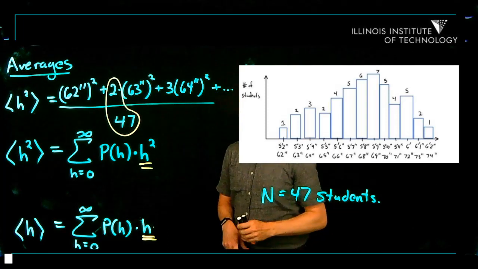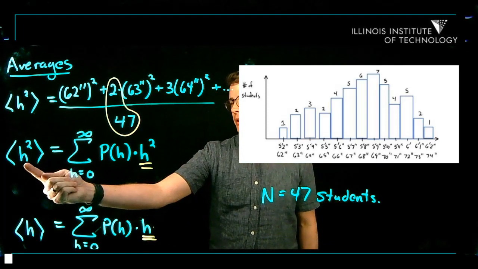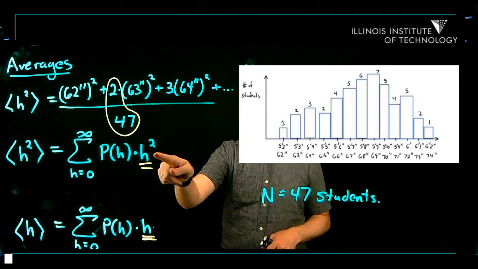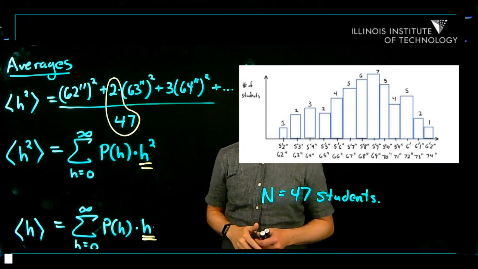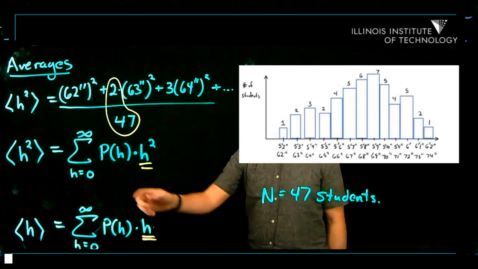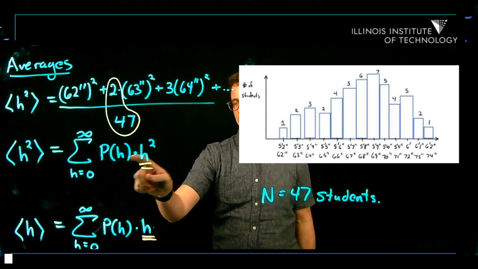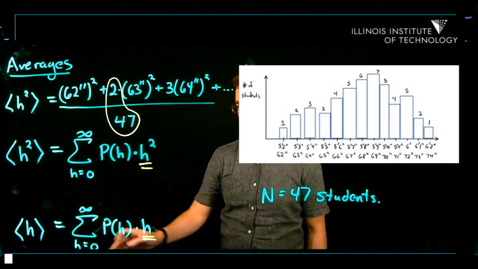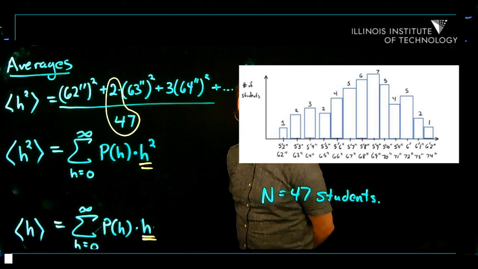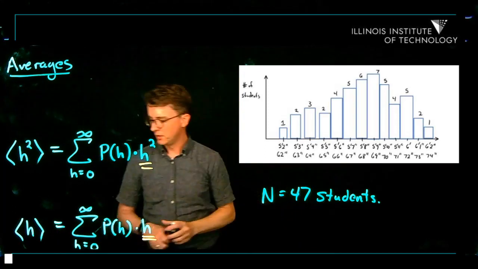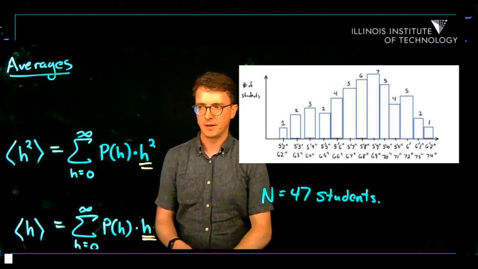You're maybe starting to notice a pattern. If I want to average something, so h squared here is what I'm averaging, it multiplies the probability, and then add up all the possibilities. So average h squared, take your probability, multiply by h squared, add them all up. Average h, take your probability, multiply by h, add them all up. You can generalize this in a kind of obvious way.